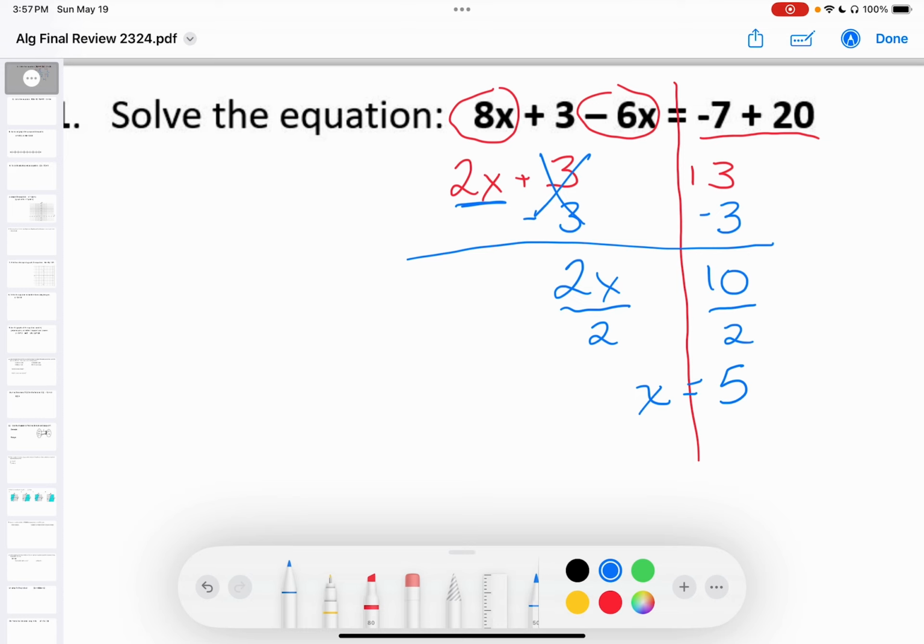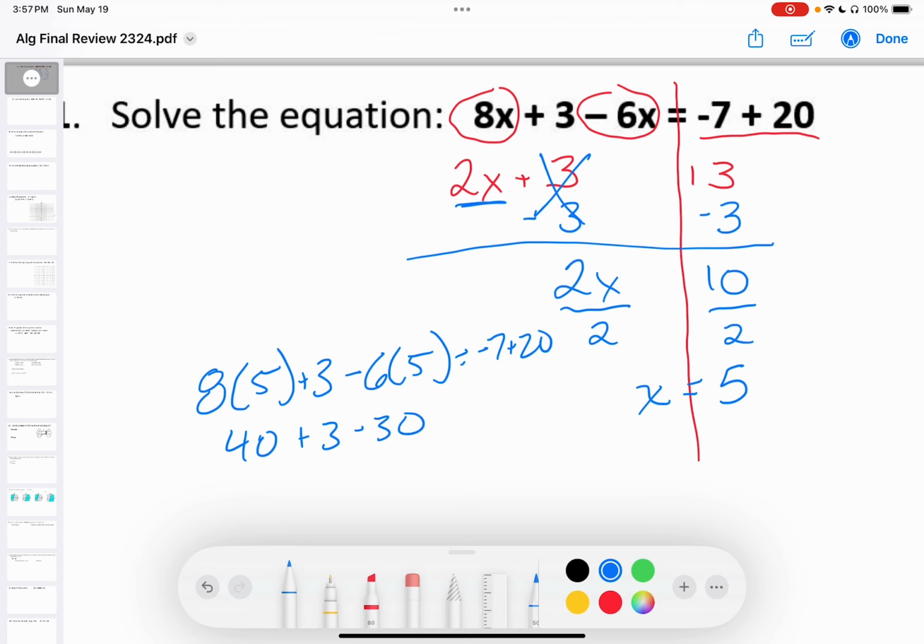5. And remember, anytime you're questioning yourself here, you can check this by saying 8 times 5 plus 3 minus 6 times 5 should have equaled negative 7 plus 20. If you go ahead and do that math, everything should check out. 8 times 5 is 40, plus 3 minus 30 should equal 13. 40 plus 3 is 43. 43 minus 30 is 13. So we know we're good.